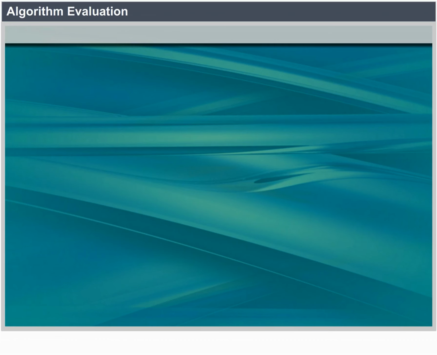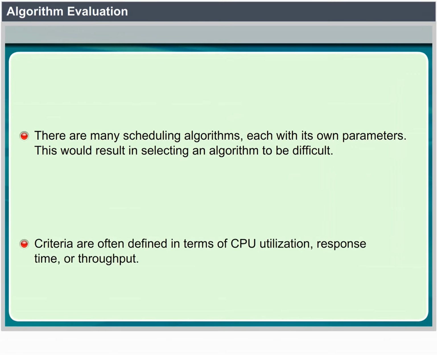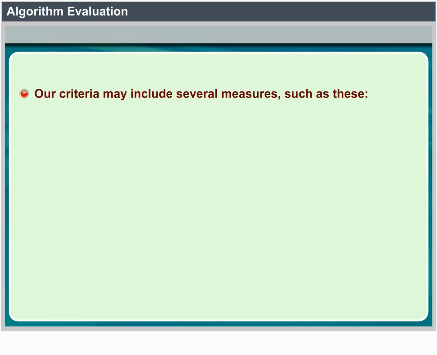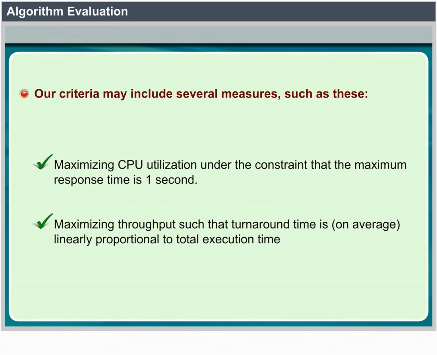Algorithm evaluation. There are many scheduling algorithms, each with its own parameters. As a result, selecting an algorithm can be difficult. Criteria are often defined in terms of CPU utilization, response time, or throughput. Our criteria may include several measures such as these: maximizing CPU utilization under the constraint that the maximum response time is 1 second, maximizing throughput such that turnaround time is, on average, linearly proportional to total execution time.